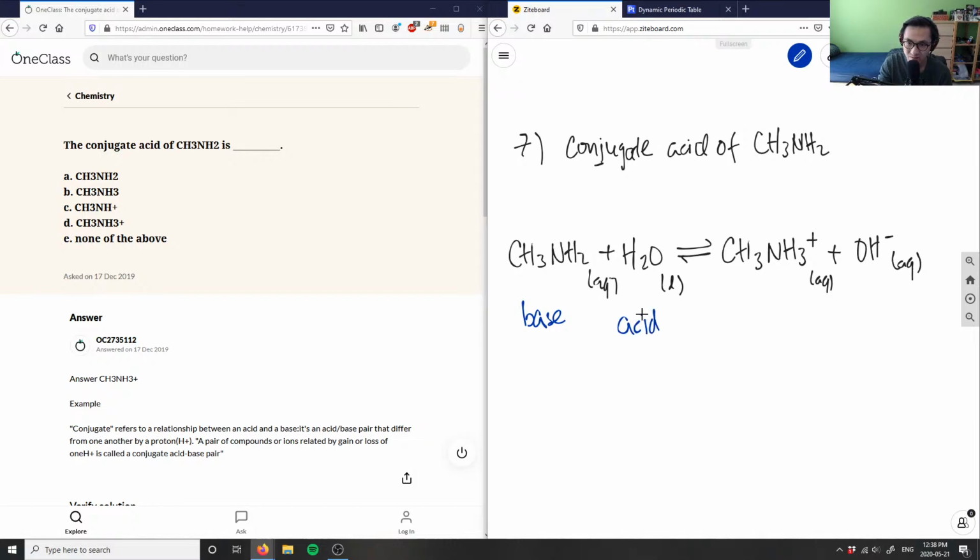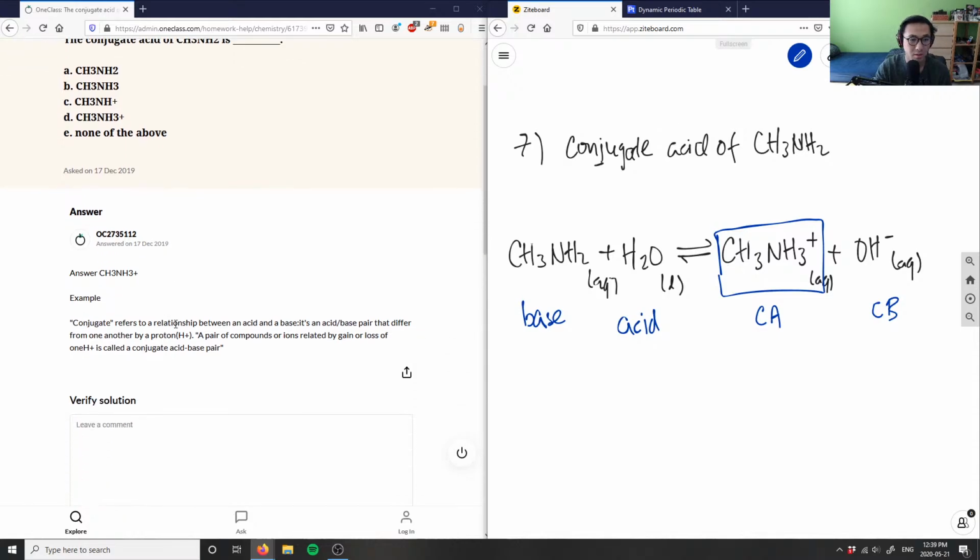So here's an acid. Therefore, my conjugate acid is simply going to be the conjugate of methylamine here. So this is going to be my conjugate acid, which makes this one my conjugate base. So my conjugate acid is going to be this guy here, CH3NH3 plus. And as you can see, this answer is correct. CH3NH3 plus, and it says conjugate refers to the relationship between acid and base, right? So this here is the base, and this here is the acid, the conjugate acid and base pair. So CH3NH2 and CH3NH3 plus as well. So the solution is correct.